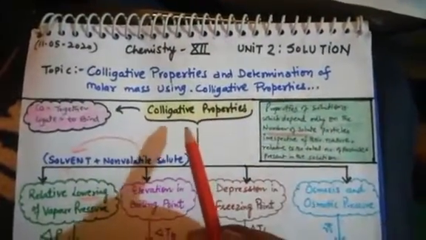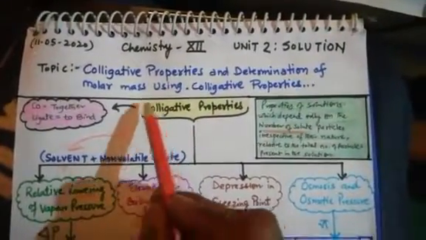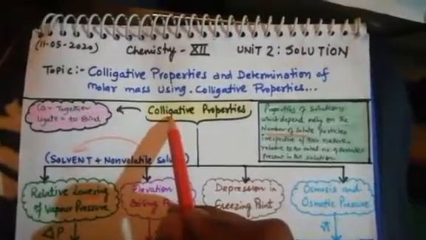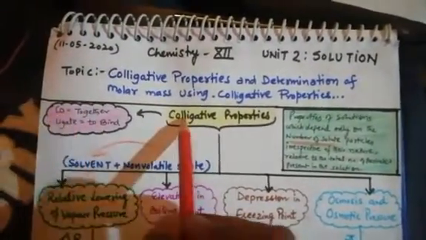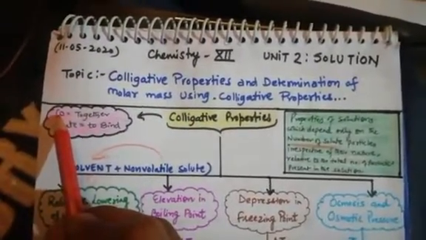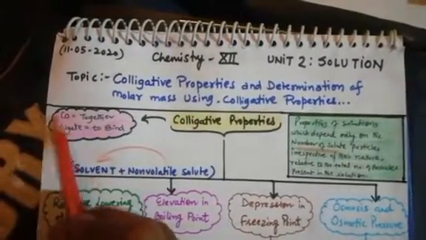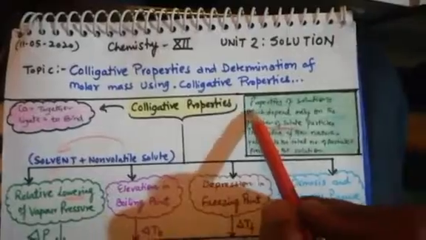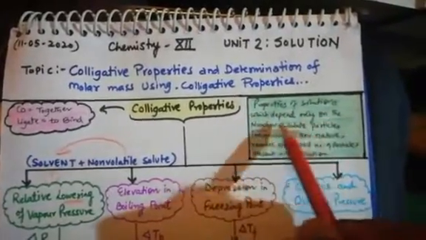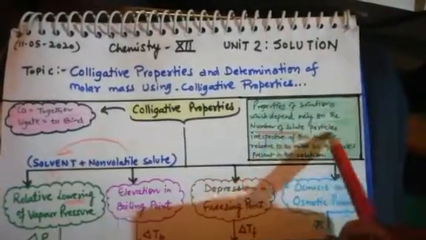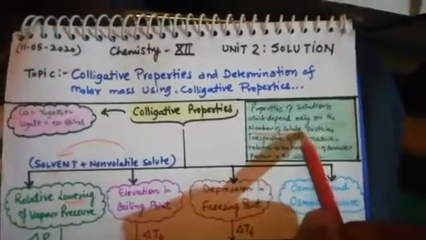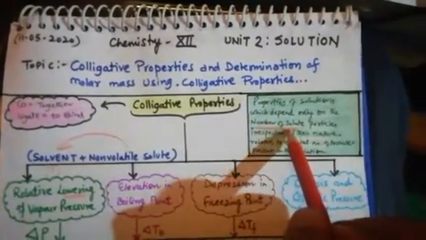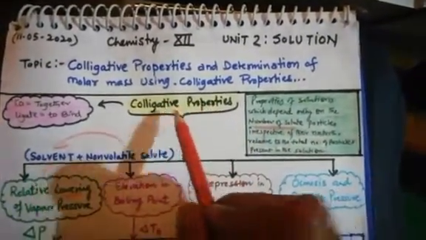Dear students, in the previous video we already discussed colligative properties and the meaning of colligative. The word colligative comes from two parts: co and ligate. Co means together and ligate means to bind. So these are the properties of a solution which depend only on the number of solute particles, not the nature of the solute. It is the number of solute particles which changes the properties, and that is called colligative properties.